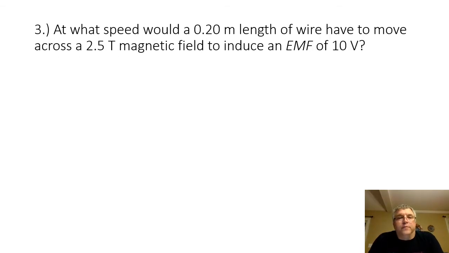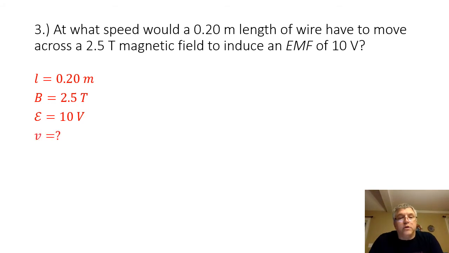Problem 3. At what speed would a 0.20 meter length of wire have to move across a 2.5 Tesla magnetic field to induce an EMF of 10 volts? In this problem, we are given the length of the wire, 0.20 meters. We are given the strength of the magnetic field at 2.5 Tesla, and we are given the induced EMF of 10 volts. And we are looking for the velocity.